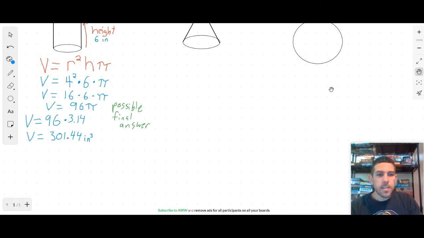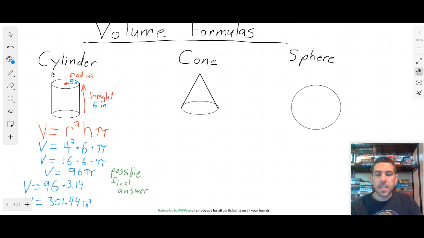All right, and that's basically what we're going to be doing for each of these formulas. So let's go ahead and jump into the cone next, okay? So the cone has a formula that's very similar to the cylinder. So the cone's formula, I'm going to say, is volume equals radius squared times height times pi, exactly the same as the cylinder, except the cone is smaller than the cylinder.